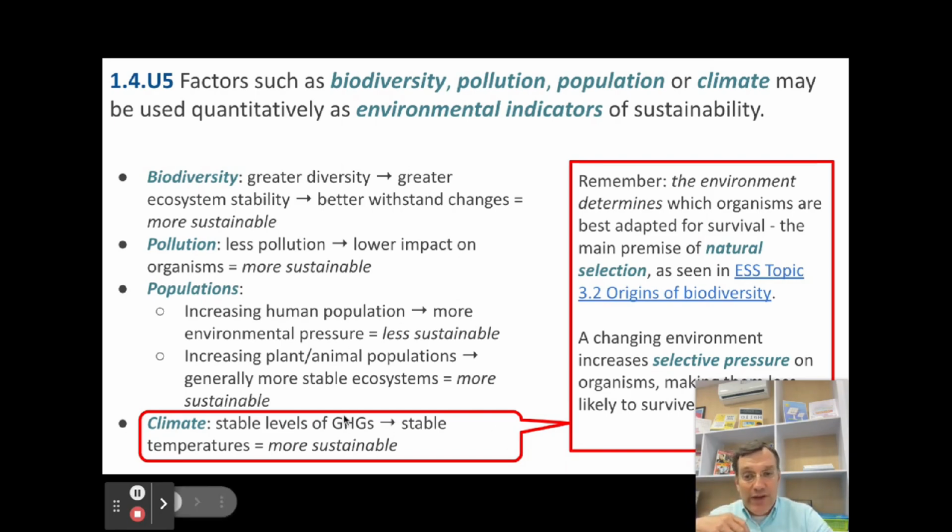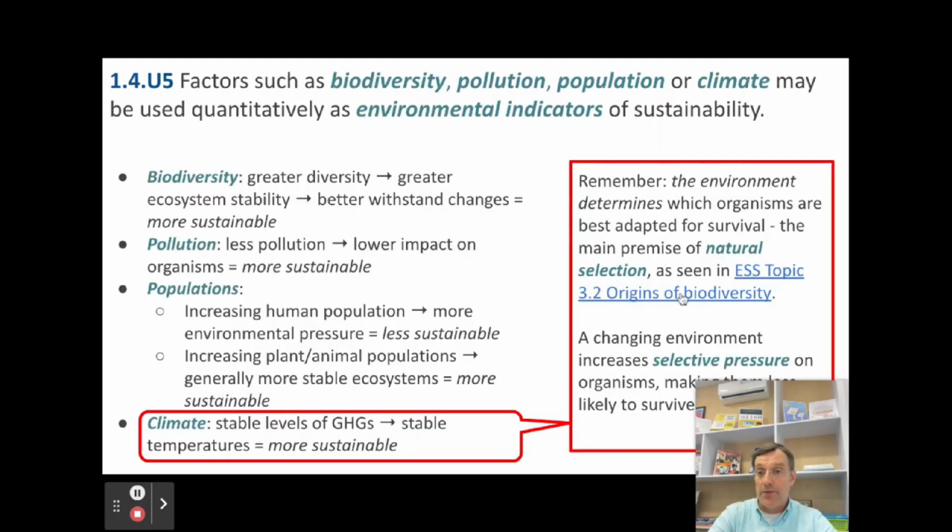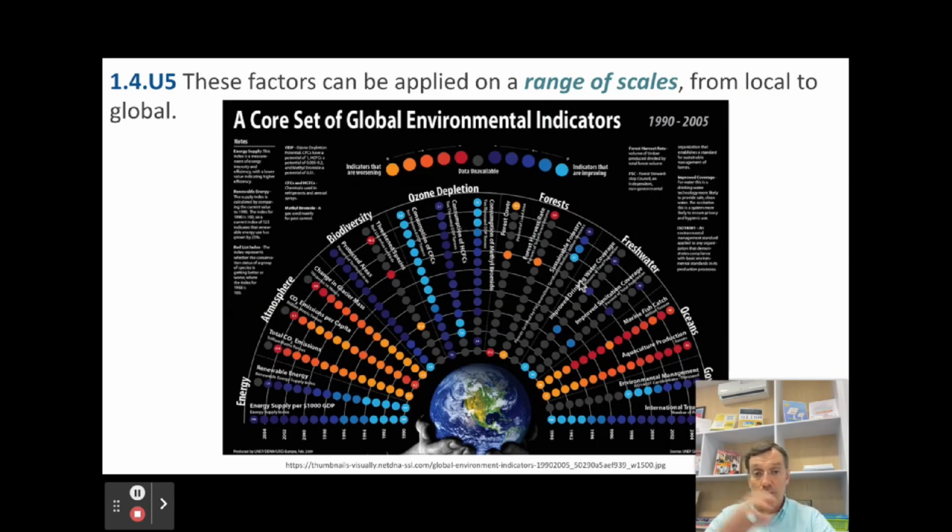As we change the greenhouse gases, that changes the environment, and it's the environment that determines which organisms survive. So we'll revisit that concept from evolution when we get into topic 3 about the origins of biodiversity and how the environment applies that selective pressure to determine who lives and who dies. All of those environmental indicators, biodiversity, pollution, populations, and climate, we can apply on a global scale. We can also apply them on a very narrow basis at a local scale.